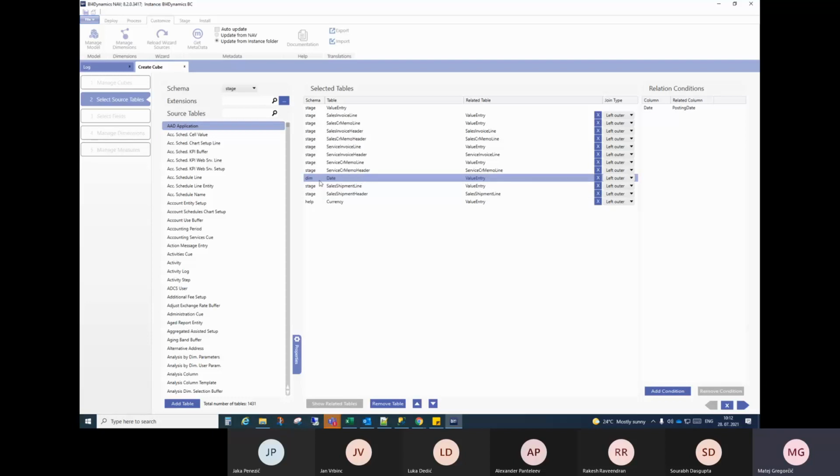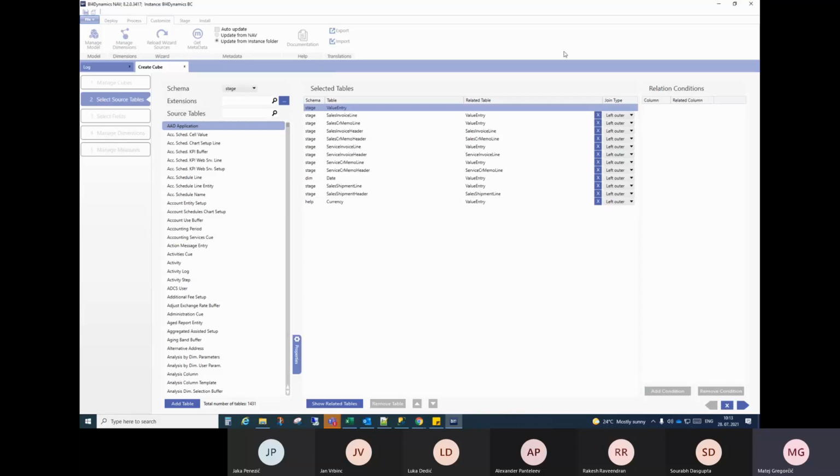So Dimension is built before the fact table. A Dimension table is included here, and also a help table. The help table is included here, and this particular table is help currency, and you'll see why we included it later on. Let's focus on the value entry first.